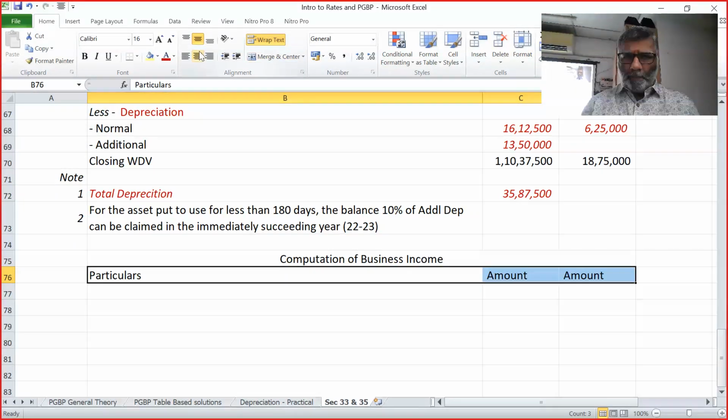Why? No, it is on the addition, not on the WDV. Additional depreciation is on the purchase value.